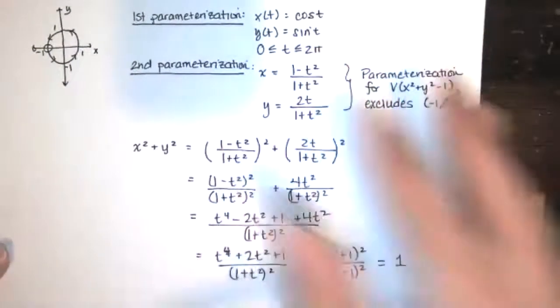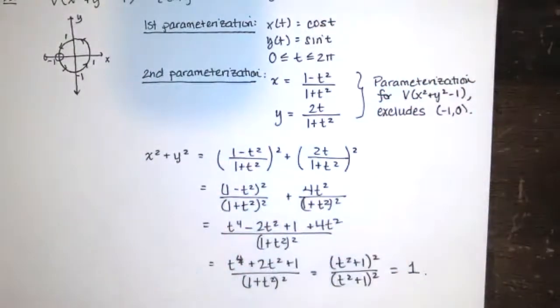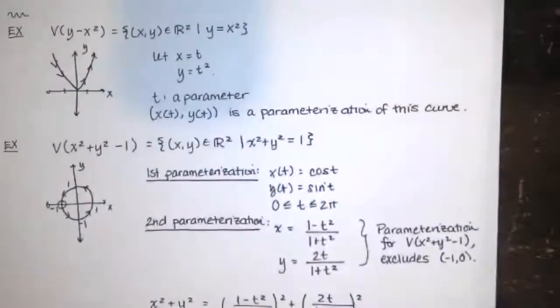Okay, so we've got two different parameterizations. Obviously, x squared plus y squared equals 1 there, because cosine squared plus sine squared, when the angles are the same, equals 1. Two different parameterizations here of our circle of radius 1.